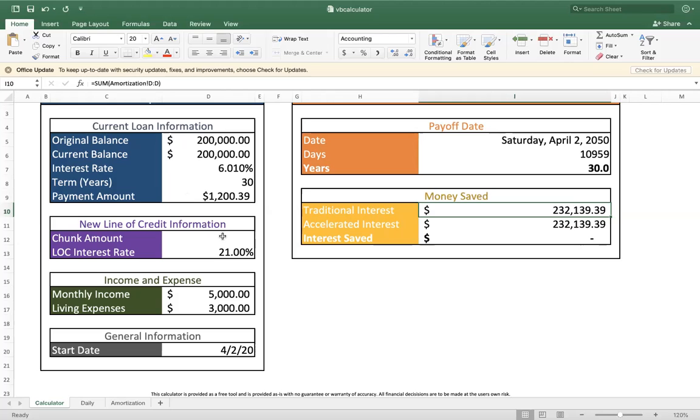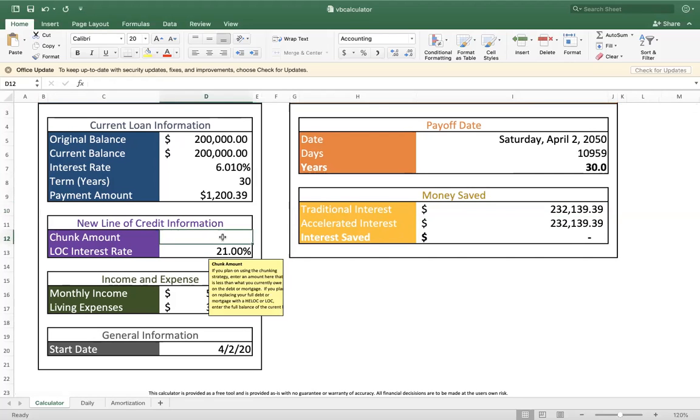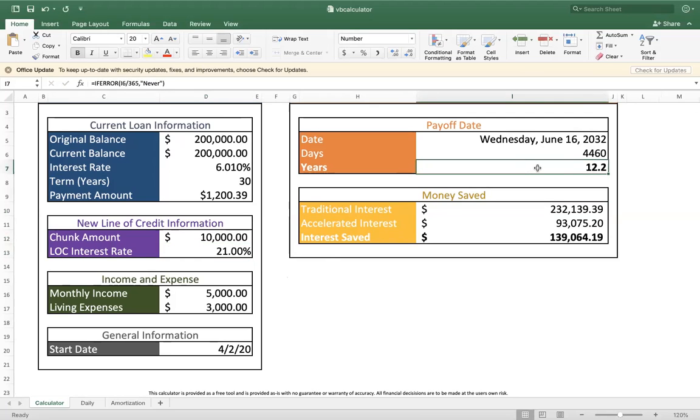Now, using our method, the chunking method, we're going to chunk, say, $10,000 from a line of credit of sorts, and we explain this strategy and teach you exactly how to use it. With a $10,000 chunk going onto the mortgage, we can immediately lower the time it takes to pay off this loan to 12.2 years. That's with $800 of cash flow that we're utilizing differently. And that simple method, once learned and implemented properly, saves $139,000 of interest for this $200,000 home.